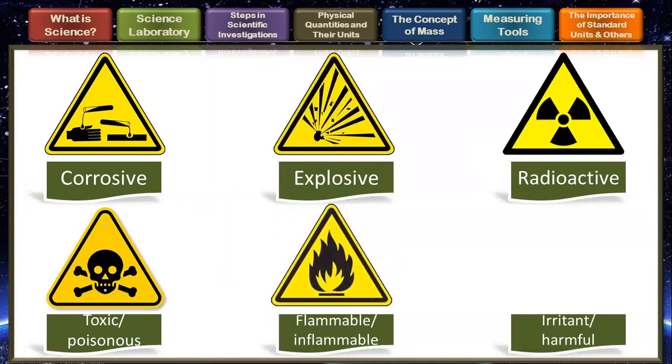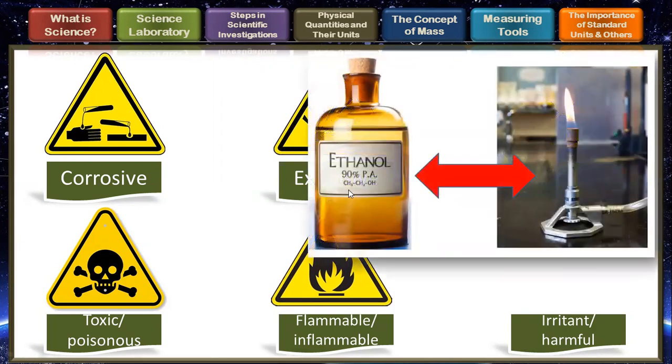The flammable or inflammable, these are things that can easily catch fire. Like ethanol. Ethanol is highly flammable. Therefore, you should be aware that this one should not be any closer to the Bunsen burner. You have to place this one very far away from any fire or any source of fire.